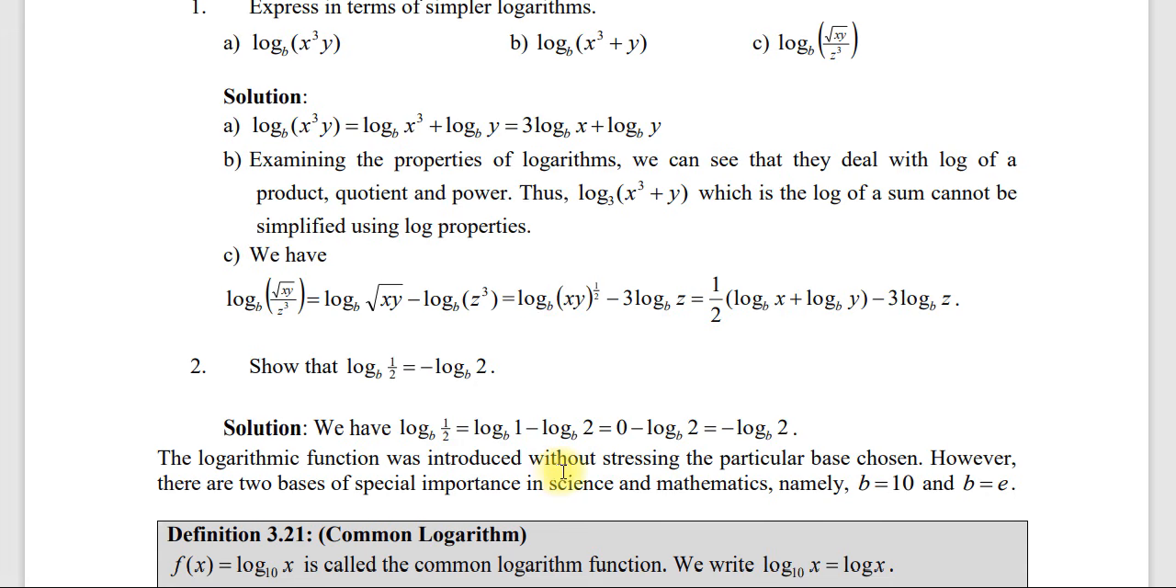So the logarithmic function was introduced without stressing the particular base chosen. However, there are two bases of special importance in science and mathematics, namely b which is equal to 10 and b which is equal to e.